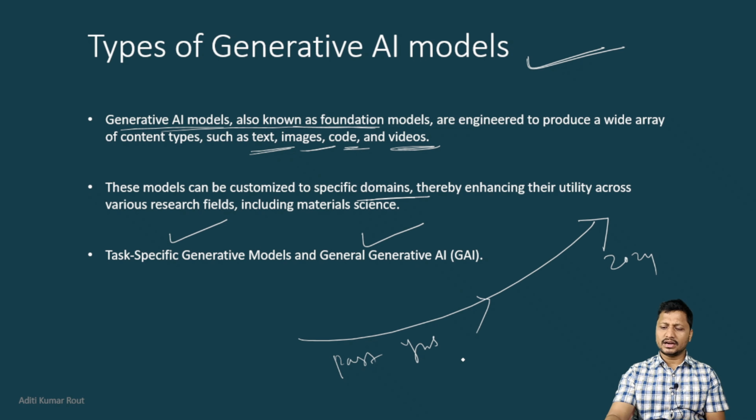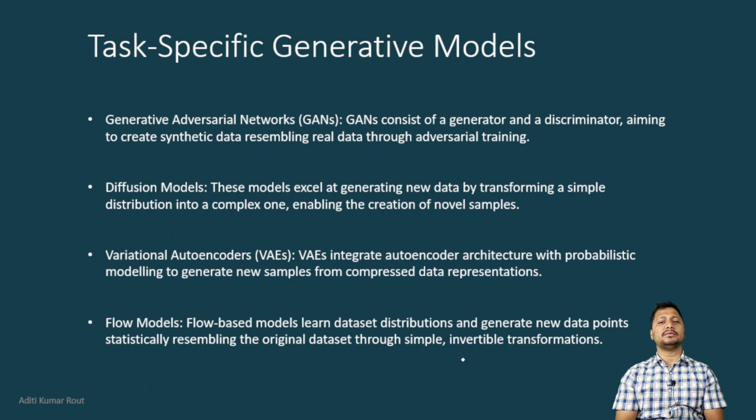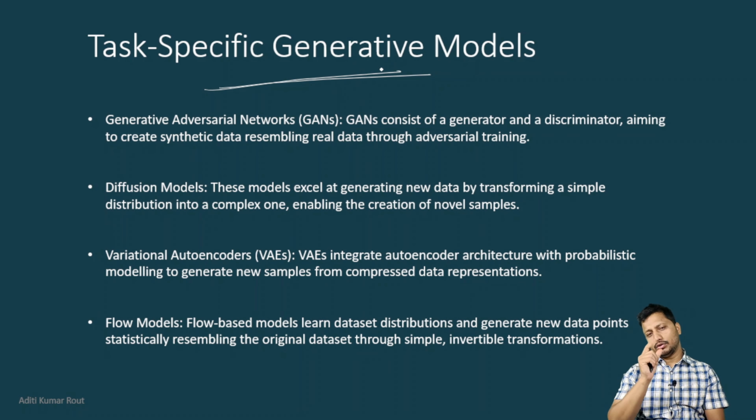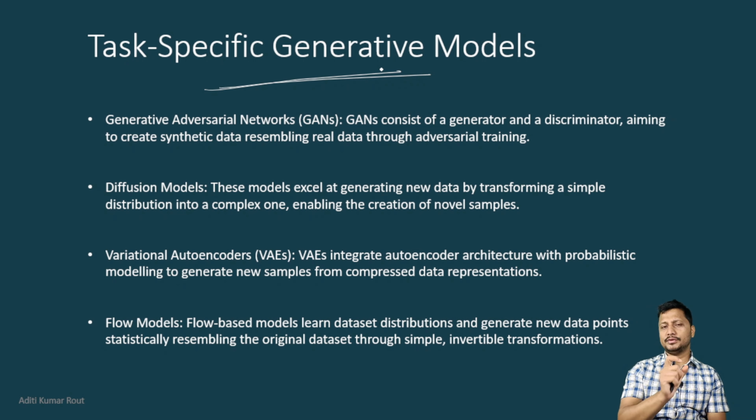So let's start with the different categories, starting from task specific generative models. Task specific generative models means it is basically used for a particular task, generating a particular kind of content. I just kept it like this. It's very simple in the first term. Under this particular category, I kept four major types of models.